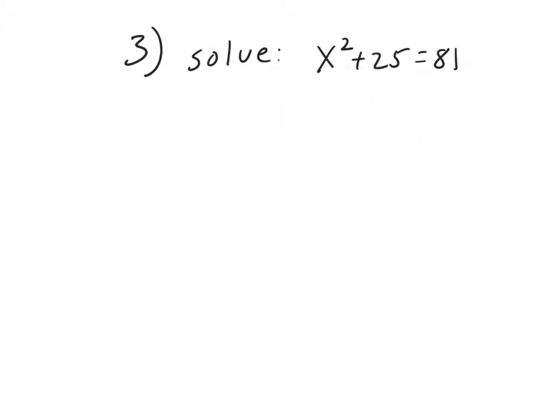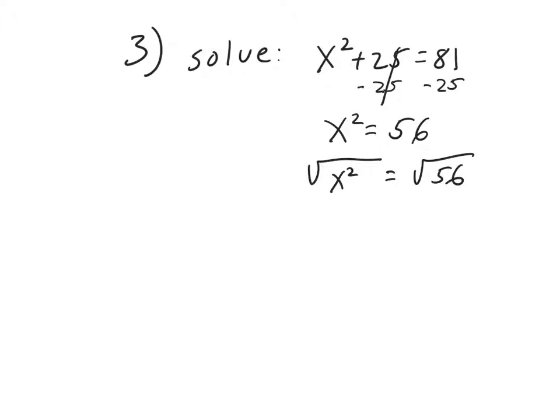On number 3, we're going to solve x squared plus 25 is equal to 81. And they want an exact answer, so no decimals. So the first thing we're going to do is subtract 25 from both sides. And we'll get x squared is equal to 56. Then do the square root on both sides. So we're going to get x is equal to the square root of 56.